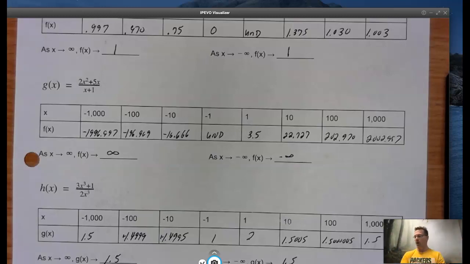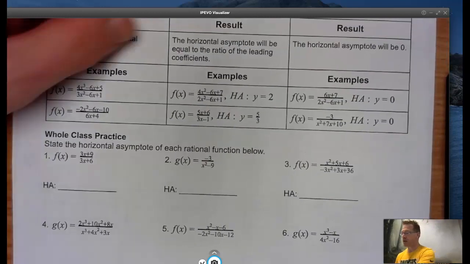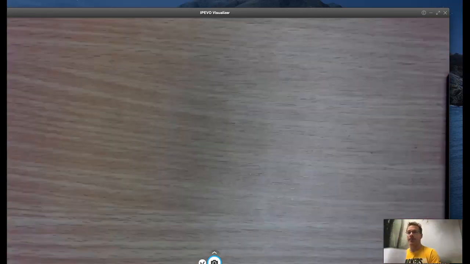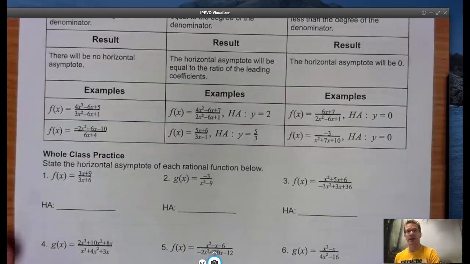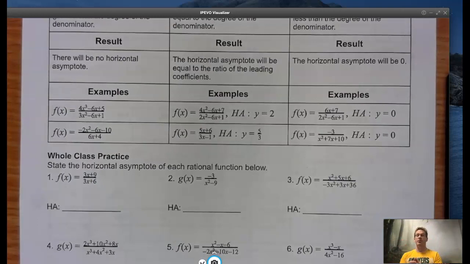All right, so that is how we find our horizontal asymptotes when we're not in HK form. That is how we do that. So we're just going to do 3 problems real quick here, just to kind of emphasize that with our whole class practice.